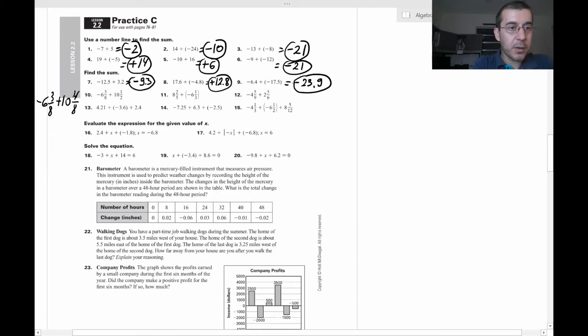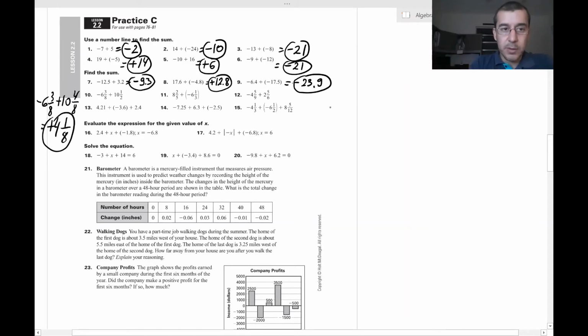Now 10 wholes, and then here we have minus 6 wholes. 10 is greater, so the sign is plus, and then 10 minus 6 is 4. 4 eighths minus 3 eighths is 1/8. So this is the answer, 4 wholes and 1/8.